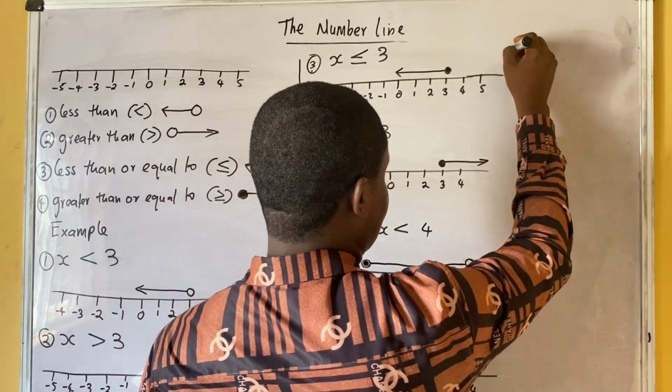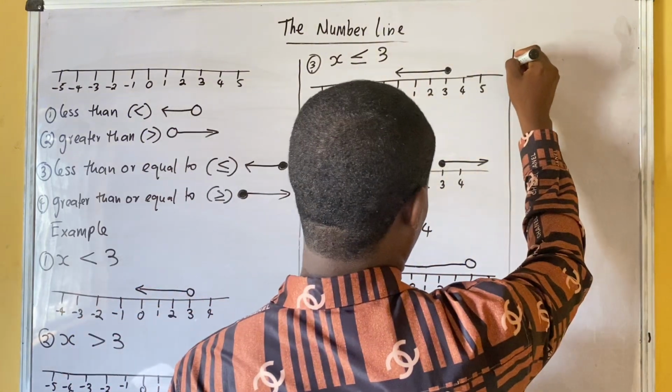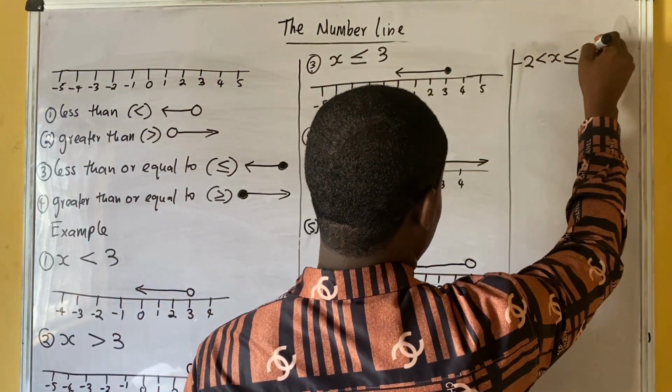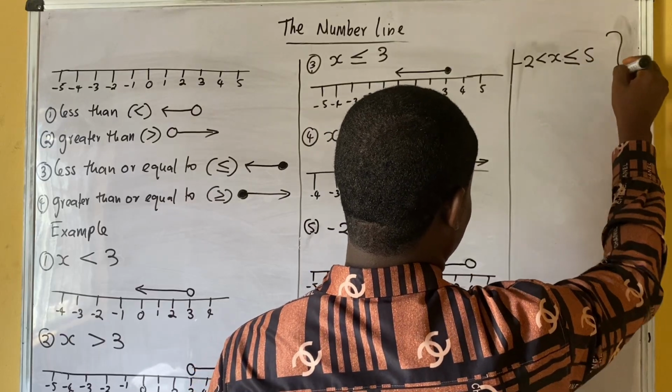So quickly, I want you to try the seventh one. We have minus 2 is less than x less than or equal to 5, okay? And share your answer in the comment.